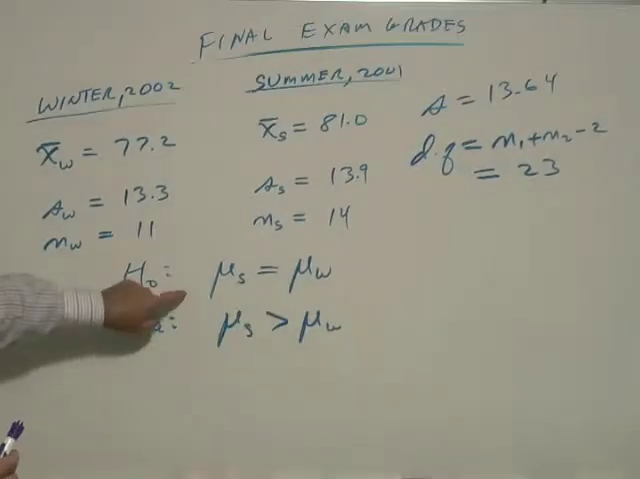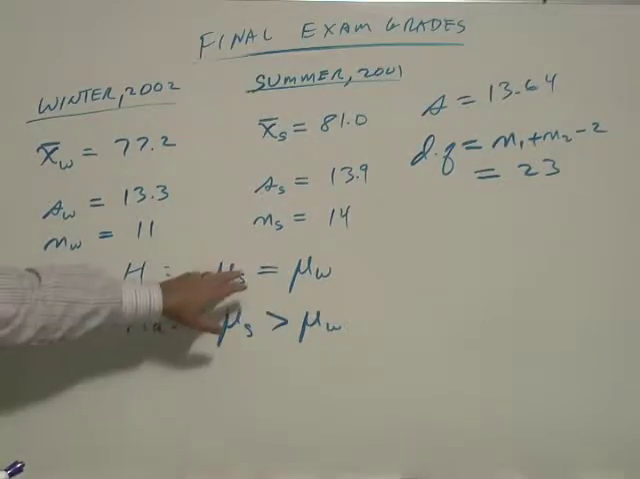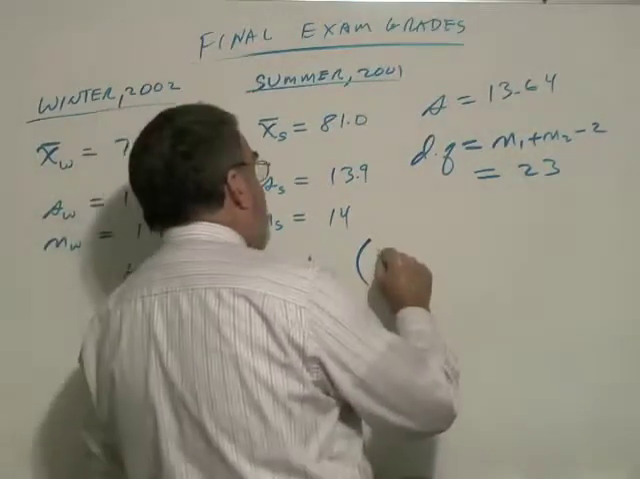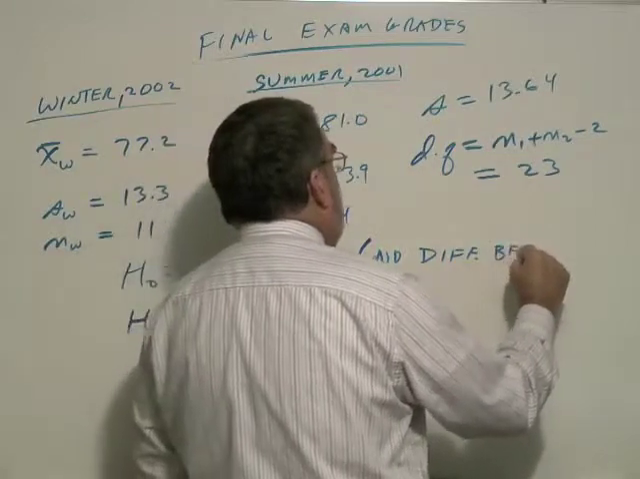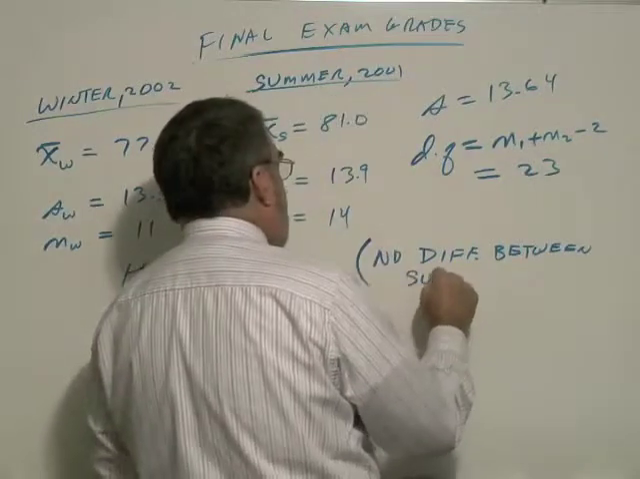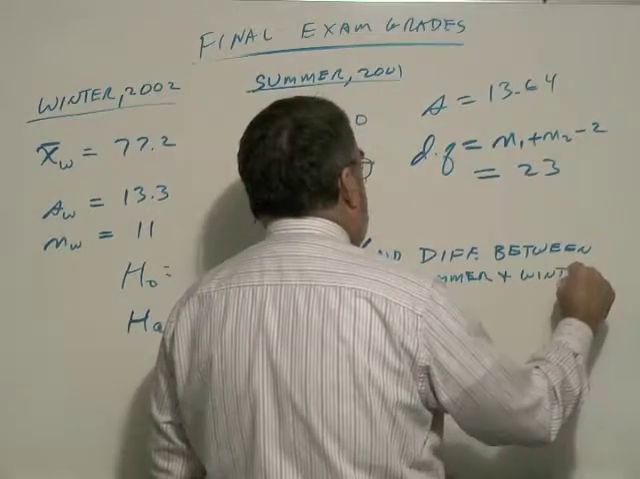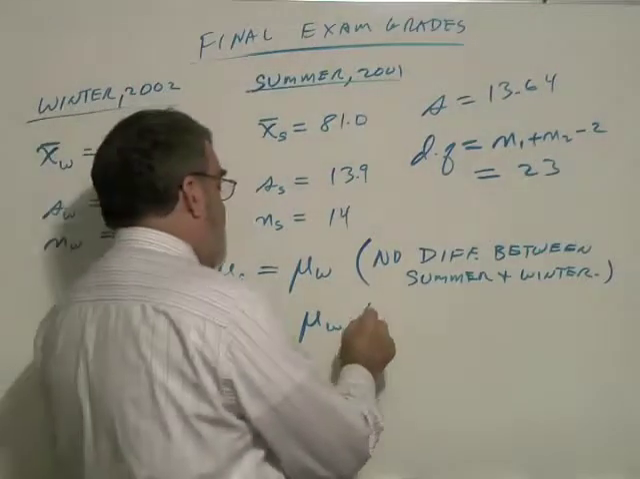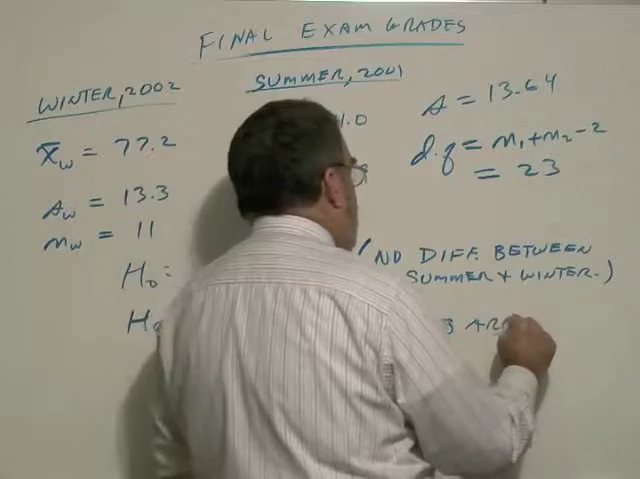I hope you have this down. And what I didn't do, or I meant to do, is write down what this means in plain English. The null hypothesis means there's no difference between summer and winter. And the alternative means that the scores are higher in the summer.